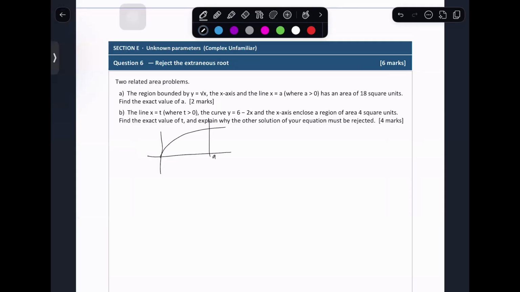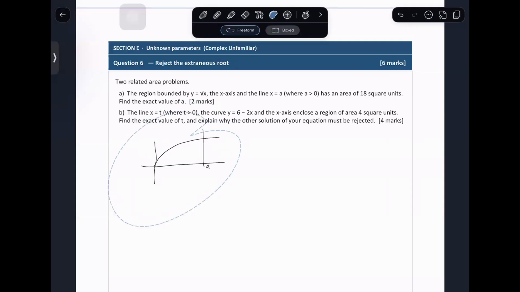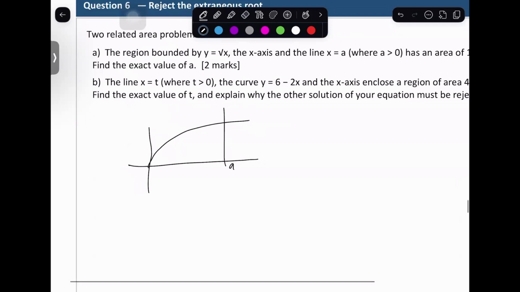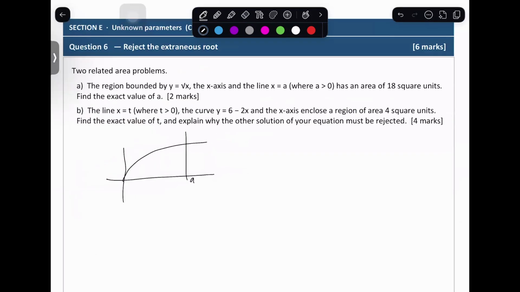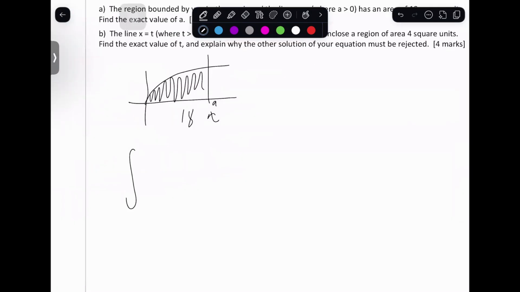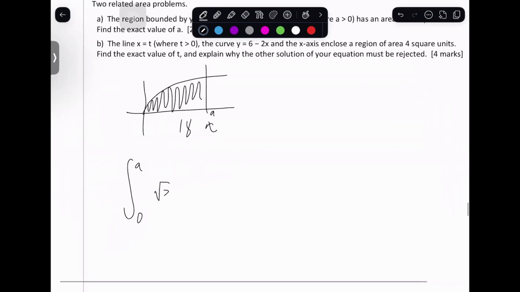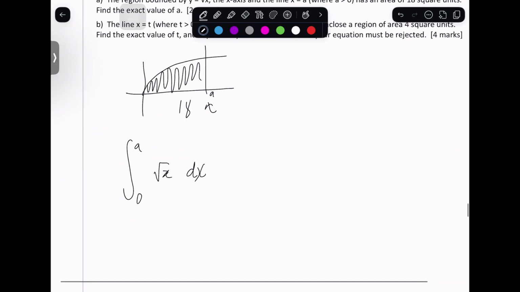I think always for these type of questions, it's always great to draw a graph, especially if you can, because I'm sure most of us by now know what square root of x looks like as a function. And we're going to find the value of this a, such that the area under this curve is 18. So another way of phrasing this is the integral from 0 to a of the function square root x dx is going to equal 18.